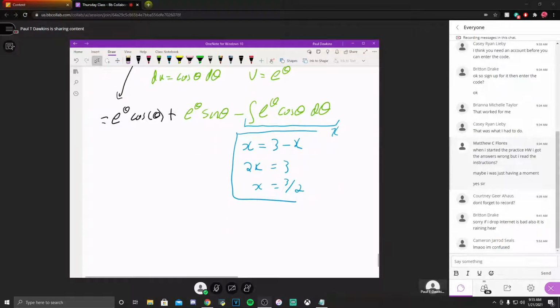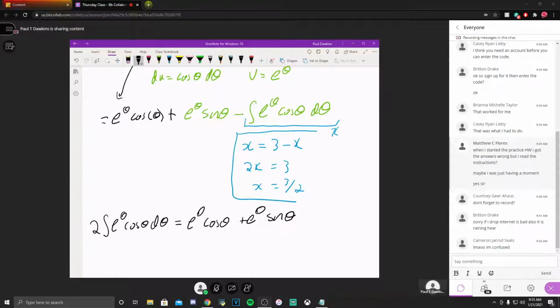So if I add that integral to both sides, I'm going to have 2 times the integral of e to the theta cosine of theta d theta, right? Equals, well, the stuff that's left over, and that's just e to the theta cosine of theta plus e to the theta sine of theta. Yeah. Okay.